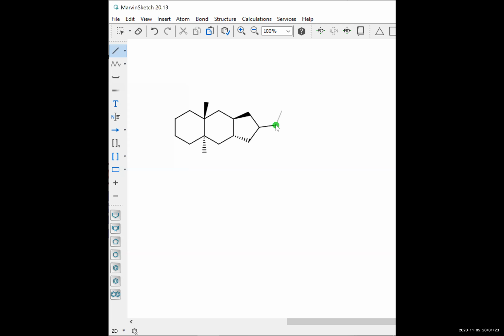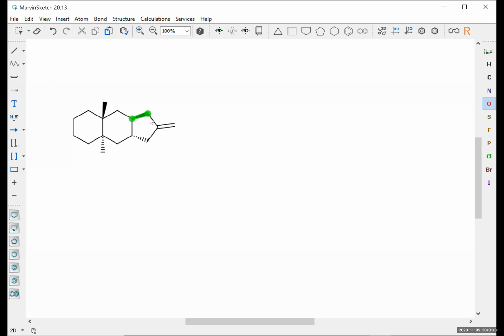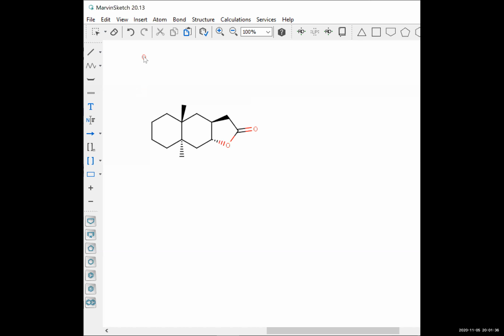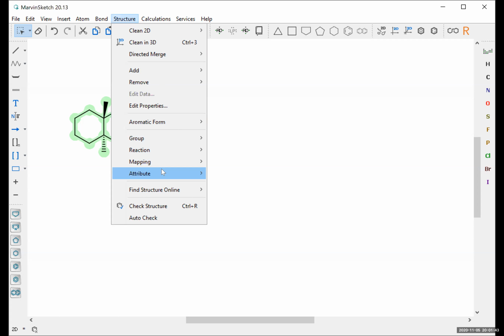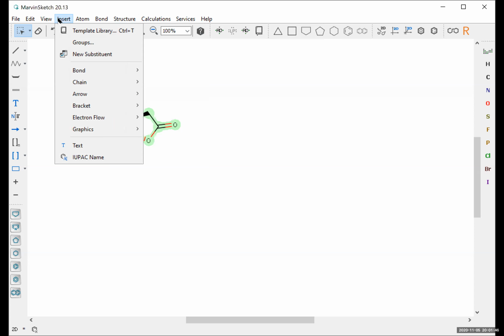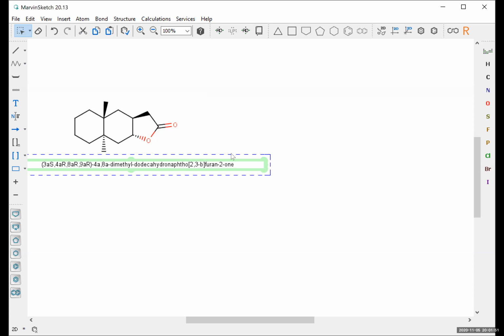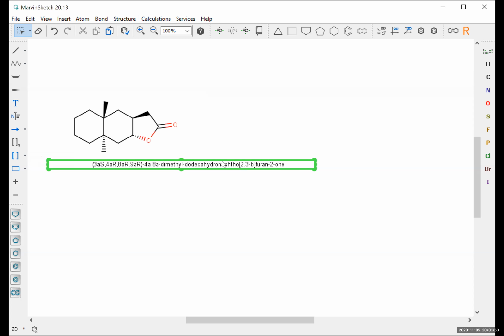So we can draw out the structure in Marvin Sketch. Okay. Now let's add our oxygens. Okay, looks good. And now what we do is we highlight the structure, we go to structure, insert, IUPAC name. Okay, and we see it's 3S, 4AR, 8AR, 9AR, 4A, 8A, dime.